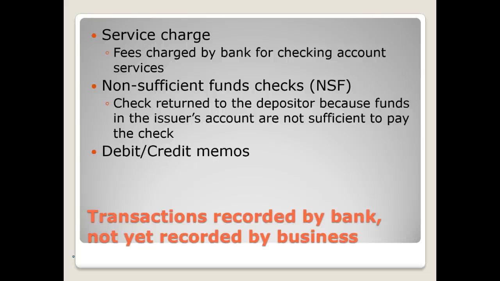Other items might be what we call debit or credit memos. Some of you may have automatic debits coming out of your checking account for monthly bills, things like that. Those might not have already been recorded by the company, but they are items that have already come out or gone into the account.